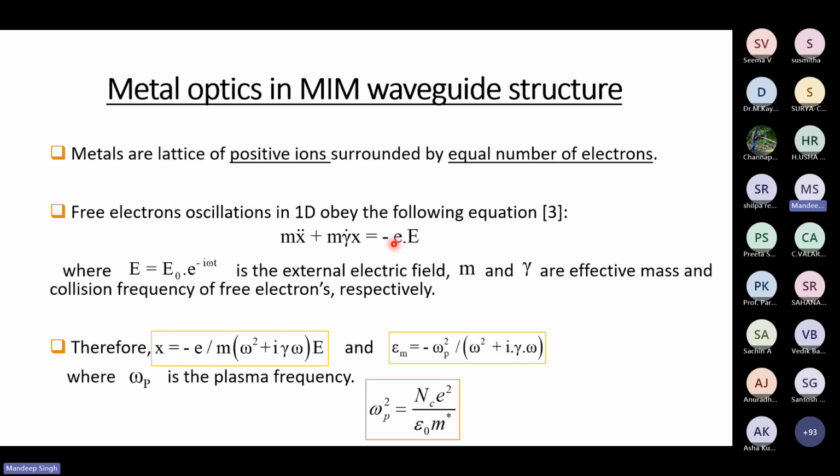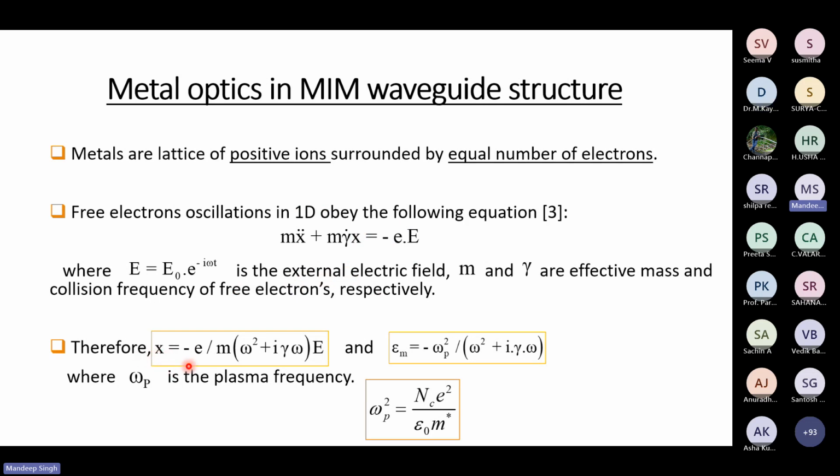And here, as I told, capital E is the electric field, which we can relate with the equation E naught e raised to the power minus i omega t. So this is basically the external field, m is the mass of the electron, and gamma is the collision frequency of the free electrons. Based on this we have to solve this equation, and we can calculate the position.